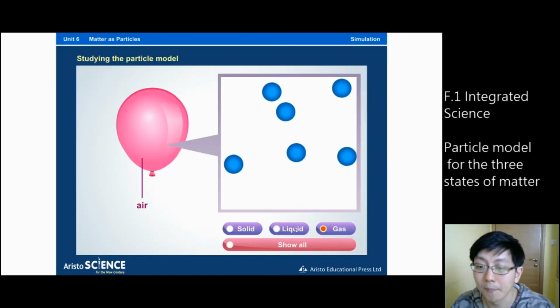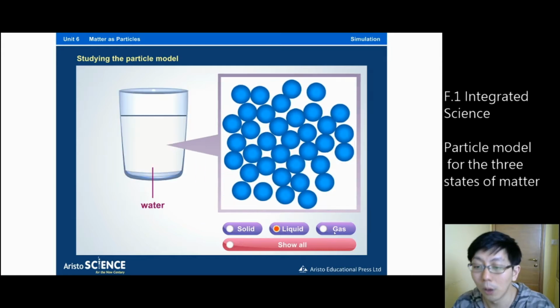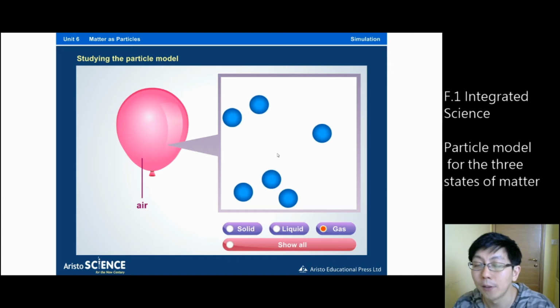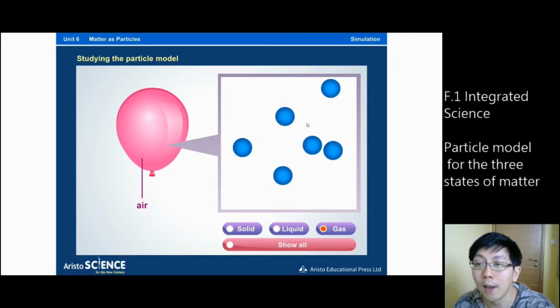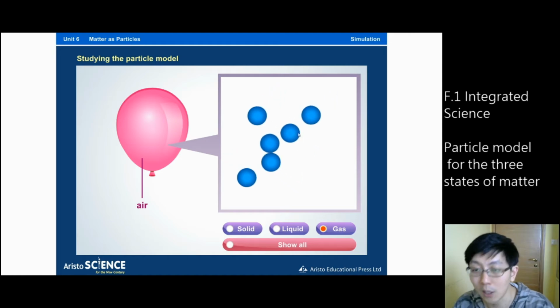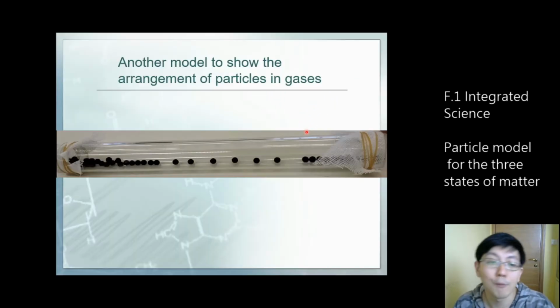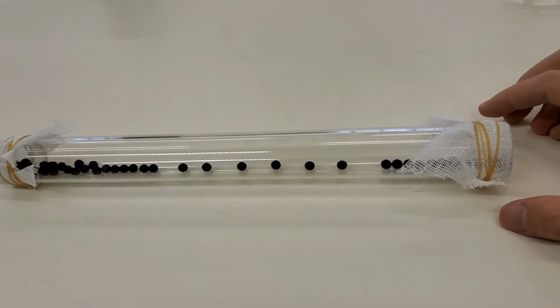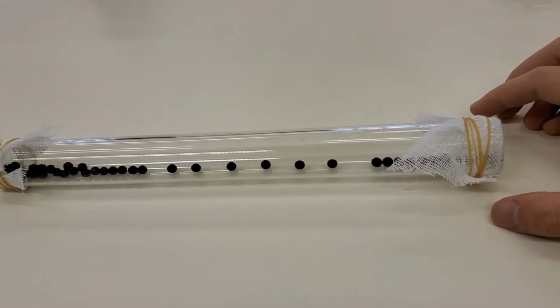You will see this time, compared to solid or liquid, those particles inside gas, they are far apart, they are not close together, and they are moving at a very fast speed. They may hit each other. I have another model to show the arrangement of particles in the gas. The last one is a little bit challenging. I use it to represent the models of the gas particles.